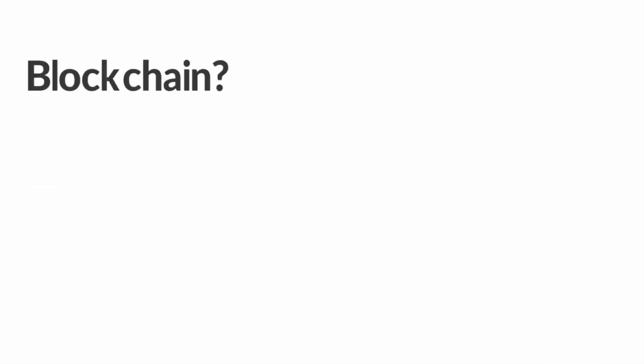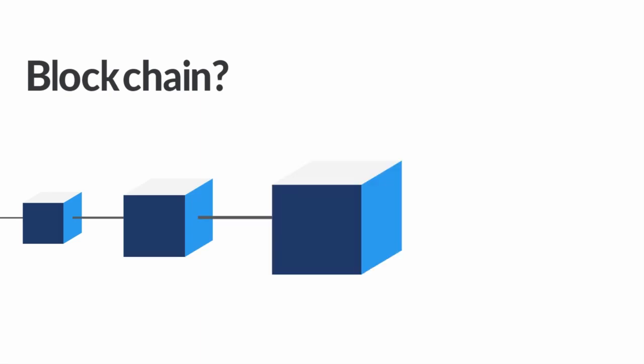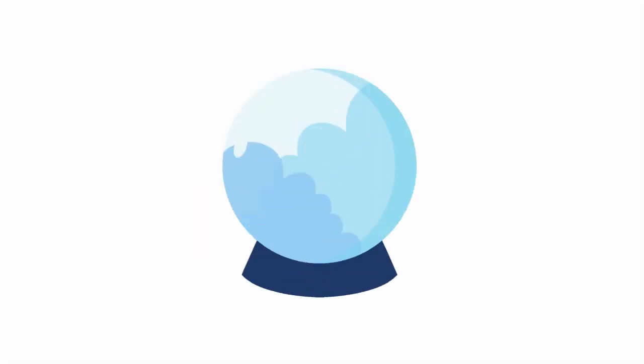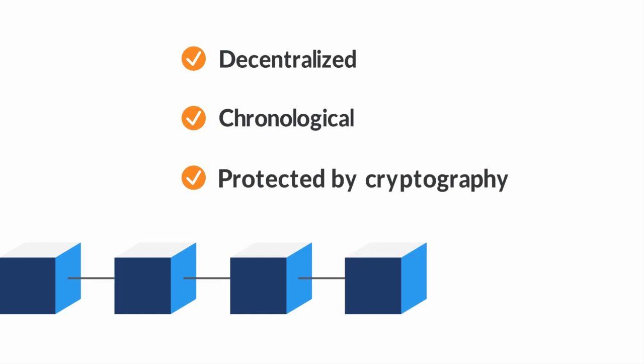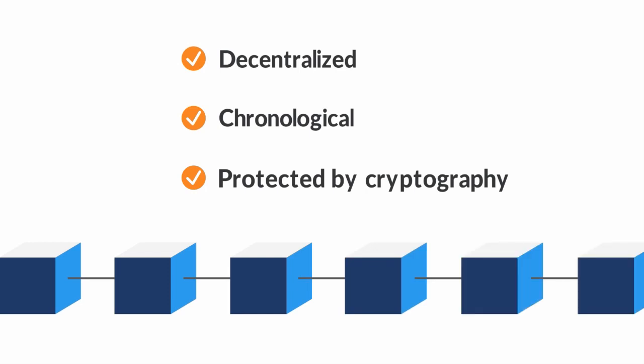Have you heard of blockchain before? Blockchain technology is on the rise, and it will have major implications on the future of accounting. So what exactly is a blockchain? A blockchain is a decentralized, chronological ledger protected by cryptography. The ledger is made up of a chain of blocks, which each contain information about transactions.